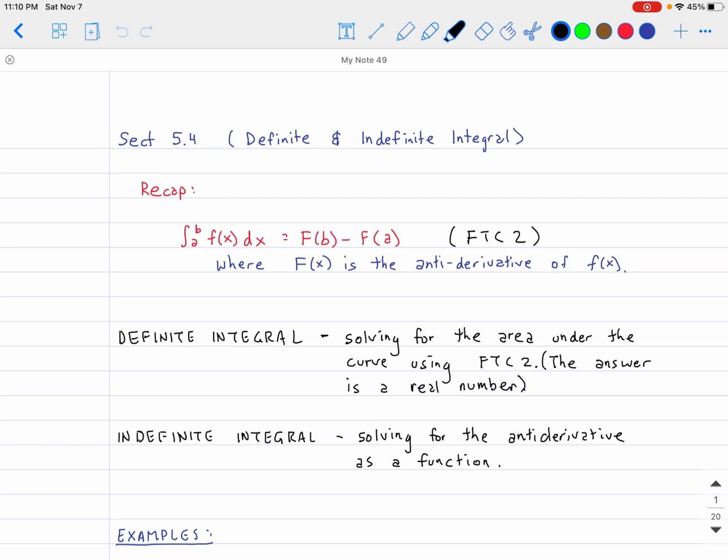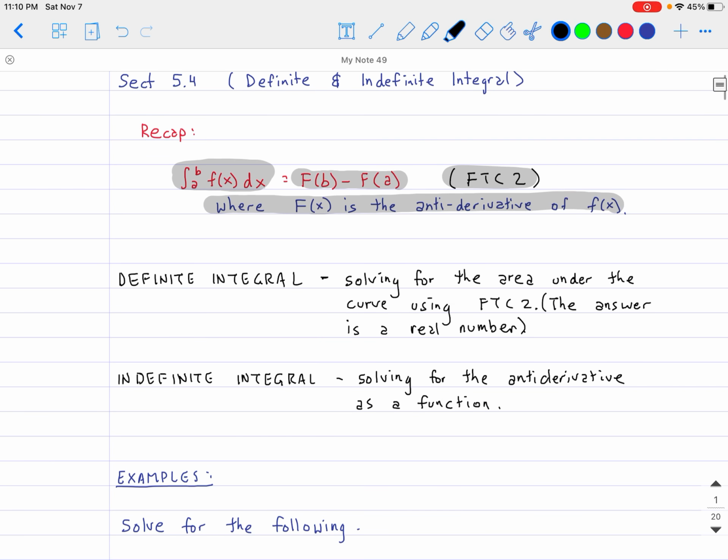So here, let me just do a quick recap. Like I said earlier, if you're trying to find the area under the curve from A to B for f of x, FTC2 says that you just have to find the antiderivative, plug in the upper bound minus the lower bound, and subtract one from the other. The antiderivative is represented as capital F of x, so capital F of B minus capital F of A is what I was referring to, where capital F is the antiderivative of the function that's given.